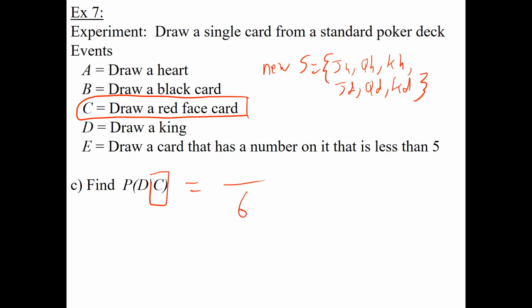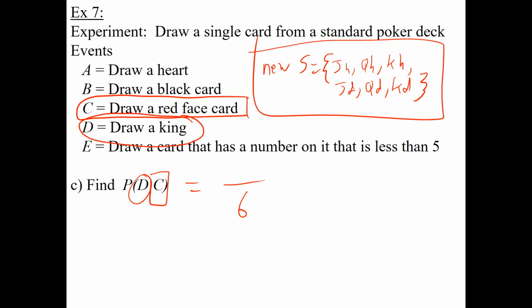Now I want to find the probability of D given this new information. I want to know the probability of drawing a king. Don't count all the kings, only count the kings that are in here because my old sample space is gone. It's just this new sample space. And in my new sample space, there's 2 kings, so 2 goes on top. And the answer is 2 out of 6 for that one.